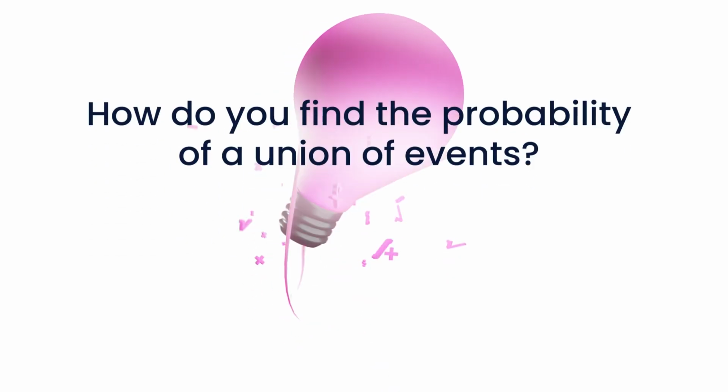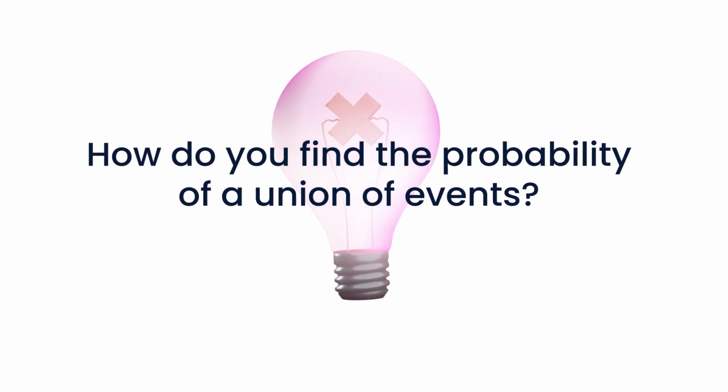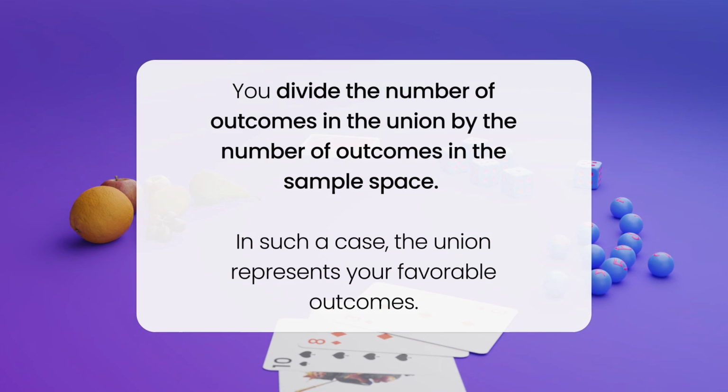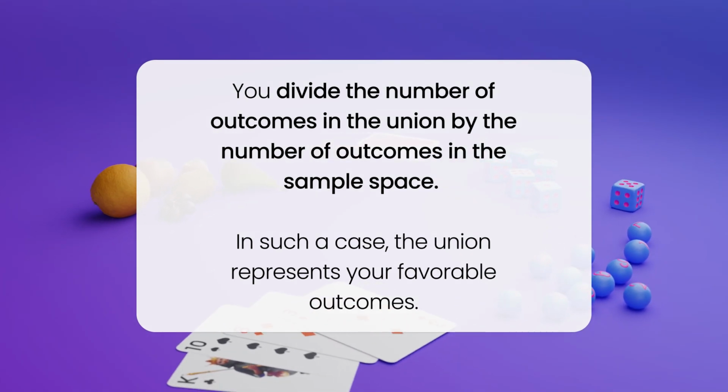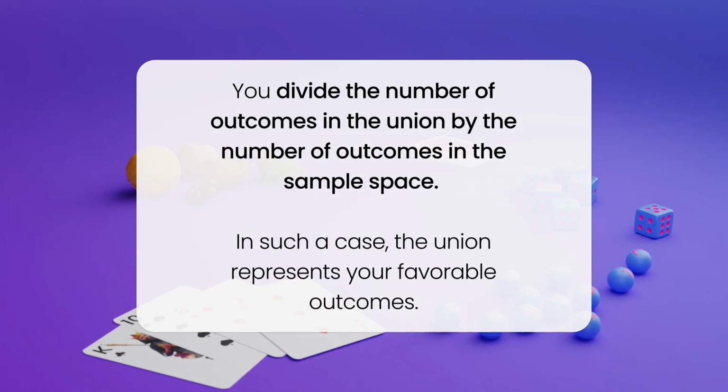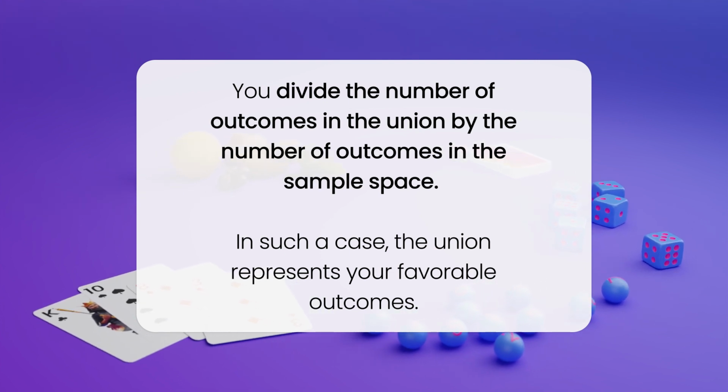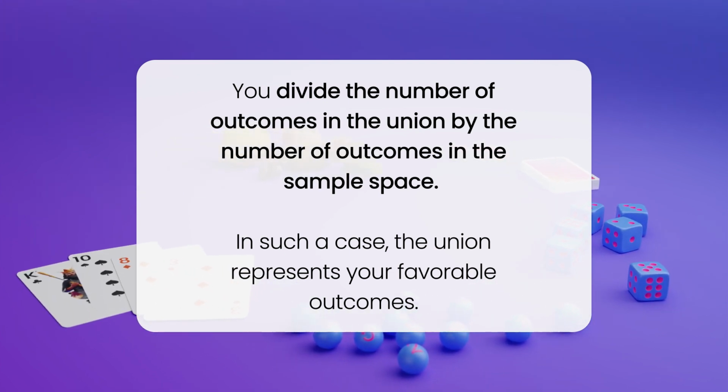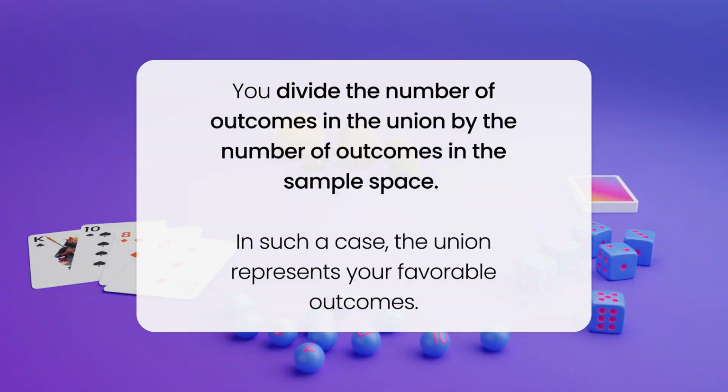How do you find the probability of a union of events? You divide the number of outcomes in the union by the number of outcomes in the sample space. In such a case, the union represents your favorable outcomes. Let's look at an example using a fair die with 6 faces to understand this better.